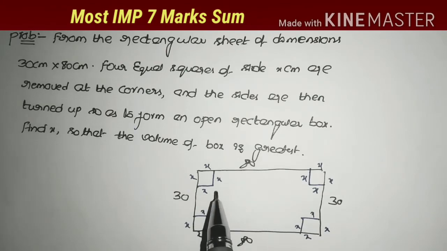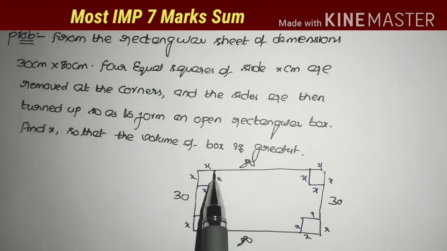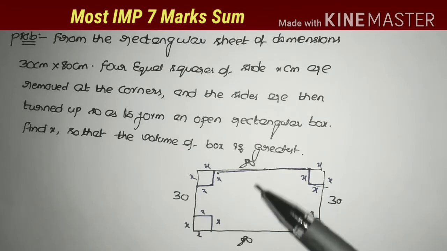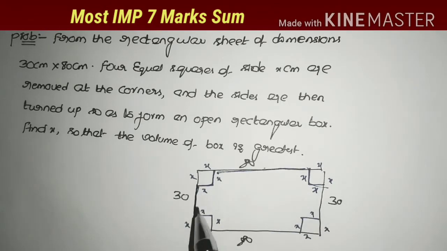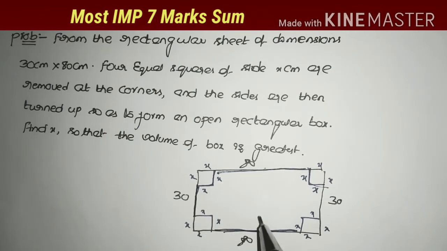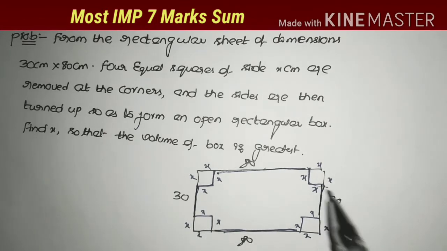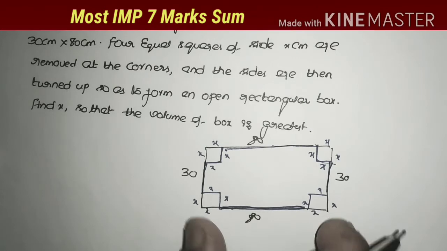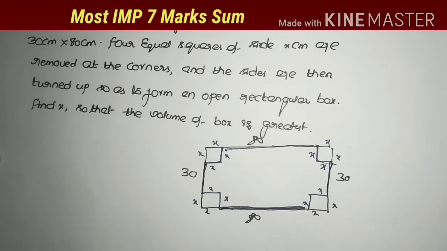So the sides are then turned up. That is, here remove the square and this part is turned up to form a rectangular box. Here this part is turned up and this part is turned up. Now what is the length of this part? Total is equal to 80. Here x is removed, x is removed. So the length of this part is 80 minus 2x.